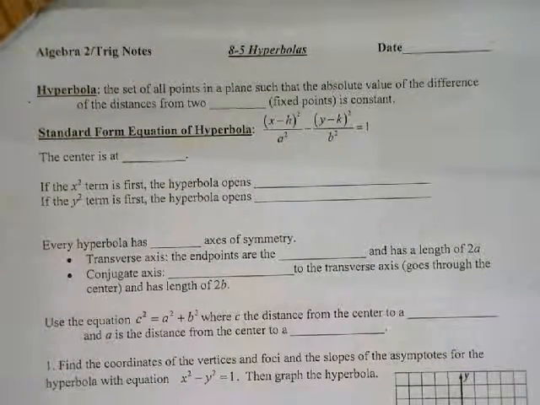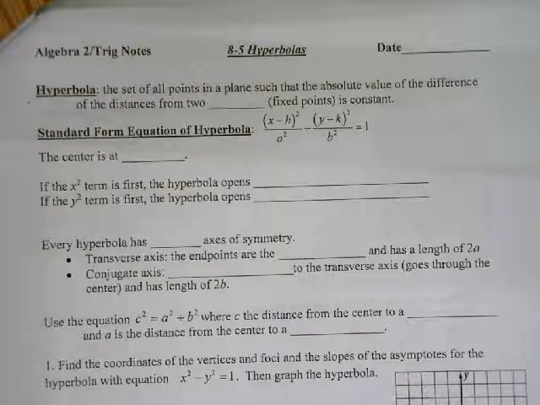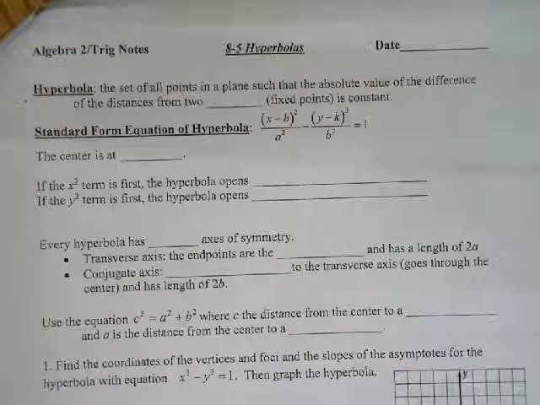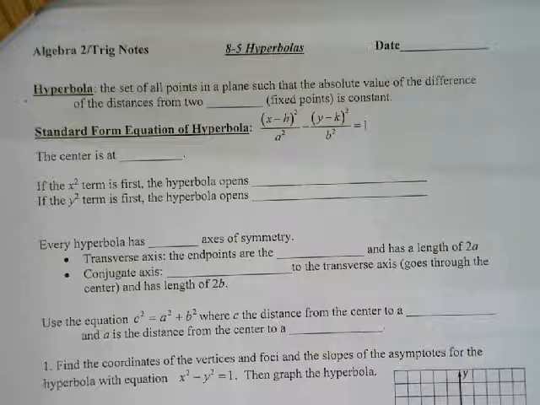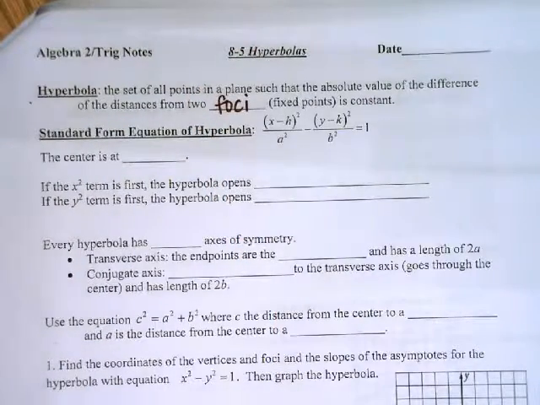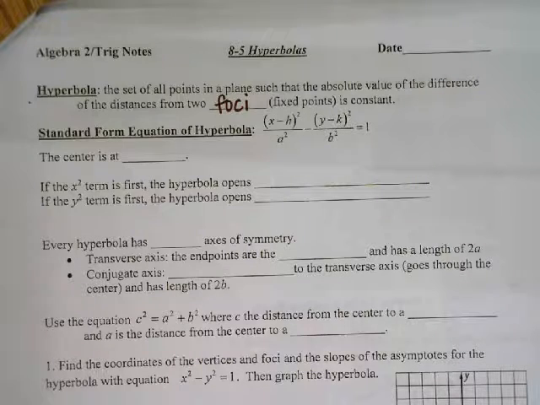So, a hyperbola is the set of all points in a plane such that the absolute value of the difference of the distances from two foci, those fixed points, is constant. So now instead of adding those two lengths together, we take the absolute value of the difference of them, so that would be subtracting them. The same thing that we did with ellipses, we're going to do with hyperbolas. We're going to find the center and just graph them. We're not going to worry about finding all the foci and that sort of thing.